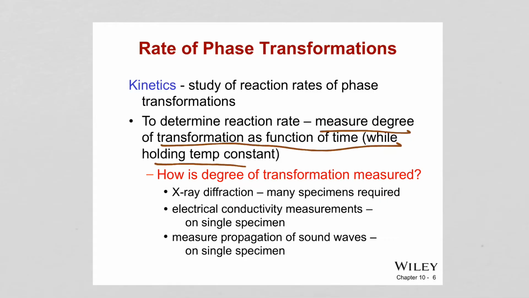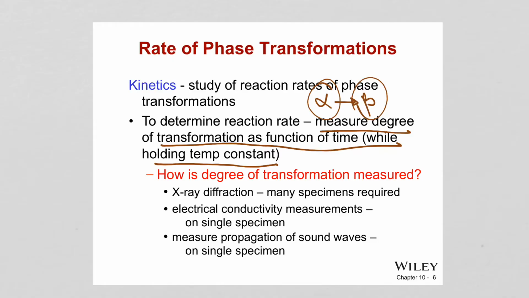So you keep the temperature constant, and as a function of time, let's say every 1 second, every 1 hour or something, you keep looking at the degree of transformation, meaning how much of the alpha phase, for example, went to beta phase. At 1 hour, in 2 hours, in 3 hours, how much of this alpha became beta, let's say upon cooling. So how do you measure, of course, how much of this transformation is happening?